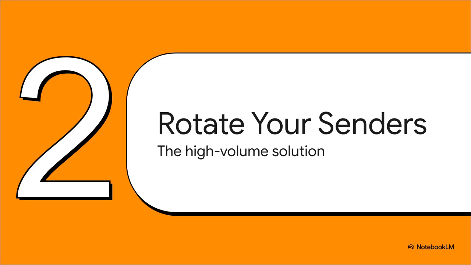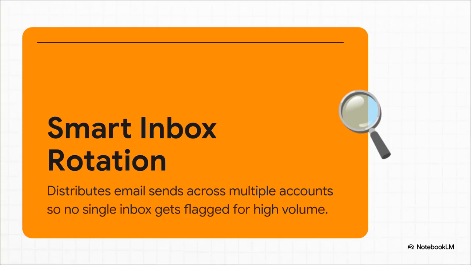Okay, let's get into the first piece of this puzzle, rotating your senders. I'm telling you, this is a total game changer for anyone doing high-volume email, because it directly attacks that first big spam trigger we just talked about. So what the heck is smart inbox rotation? Well, think of it this way. Instead of one person shouting the same thing 1,000 times, you have 20 different people, each saying it 50 times. The first one looks like spam. The second looks like a bunch of normal individual conversations. That's what this system does. It automatically spreads your emails across lots of different accounts, which is absolutely crucial for protecting your domain's reputation.